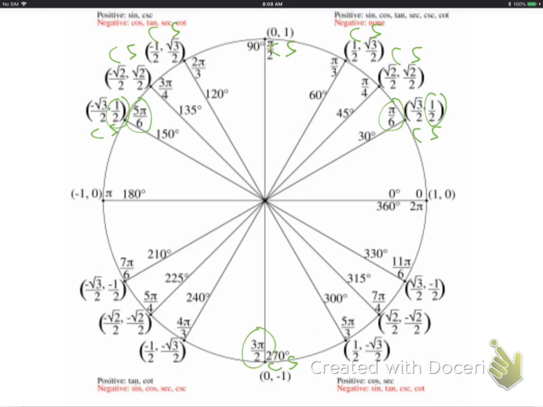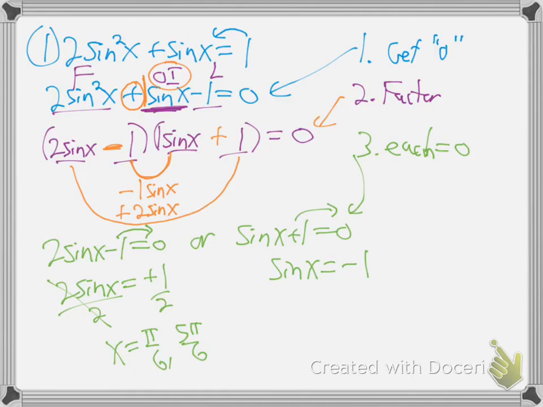Cosine, sine, 3 pi over 2. Good there. 3 pi over 2. Sine is -1, isn't it? Right there, sine is -1. So that's 3 pi over 2. Those are our three. I just want you to type in all three answers.